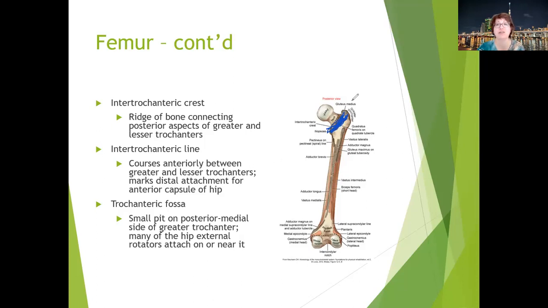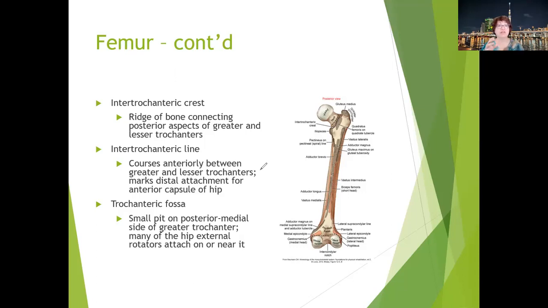The intertrochanteric line courses anteriorly between the greater and lesser trochanters, and it marks the distal attachment for the anterior capsule of the hip. So the intertrochanteric line is not as pronounced as the crest. The crest is a huge, craggy crest. The line is smaller, yet still noticeable on a bony model.